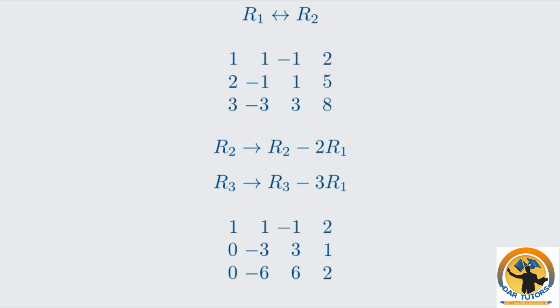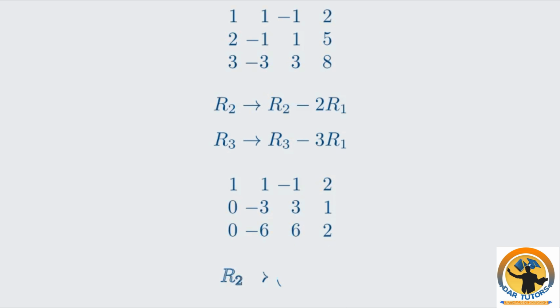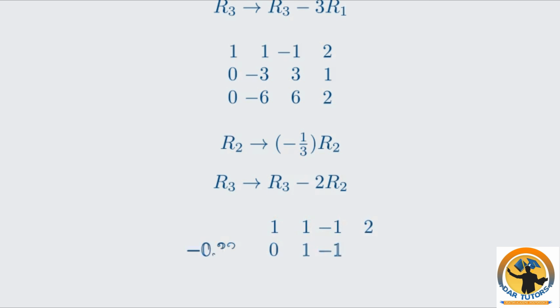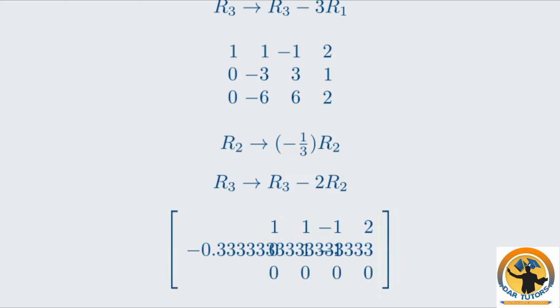Let's continue to row echelon form. We can multiply the second row by negative 1/3 to get a 1. Then, we subtract 2 times the new second row from the third row. This makes the third row all zeros. The row of zeros indicates that the system has infinitely many solutions.